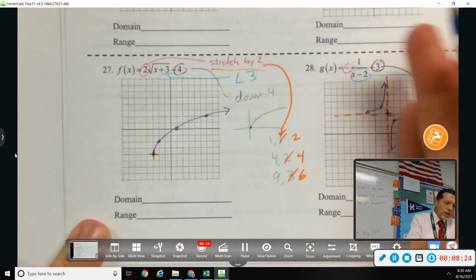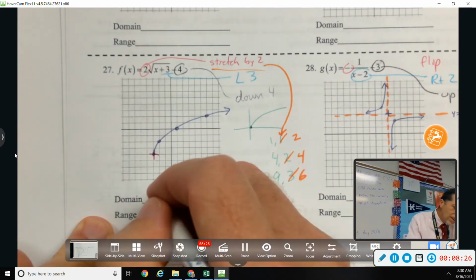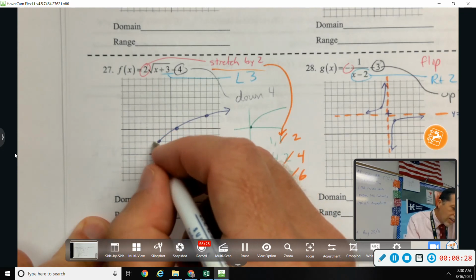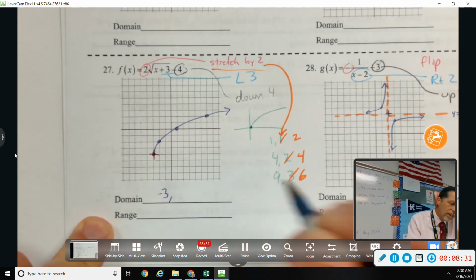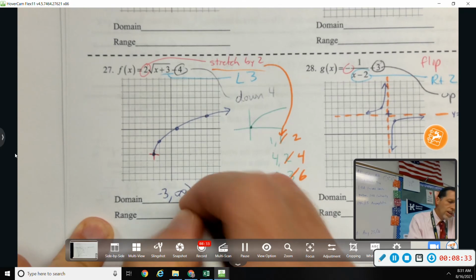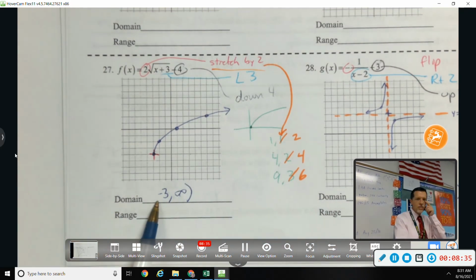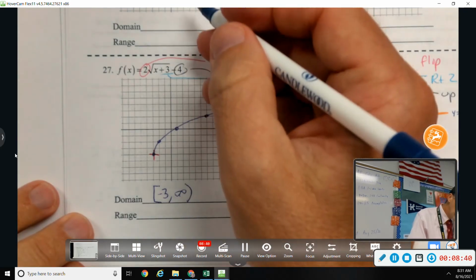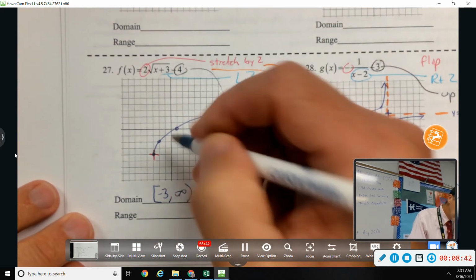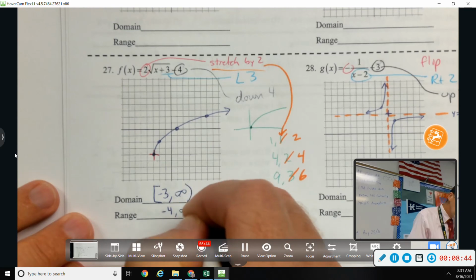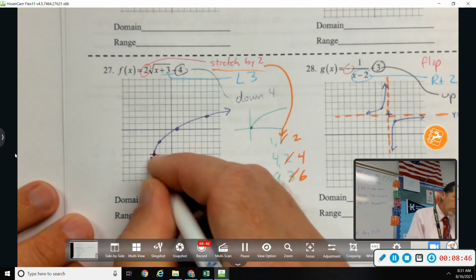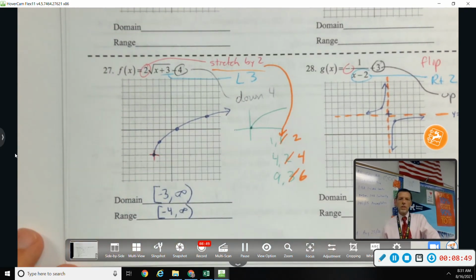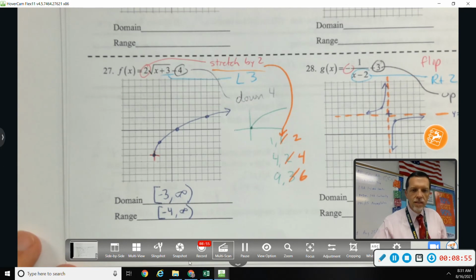Domain is reading from left to right. So it starts at negative 3, because these are x values, goes to infinity. Parentheses or bracket on negative 3? Bracket, because we want to include it. And then from bottom up, for the range, we start at negative 4, go to infinity, and again a bracket because we include that point. All right, good questions. Covered a little bit of everything in less than 10 minutes there.